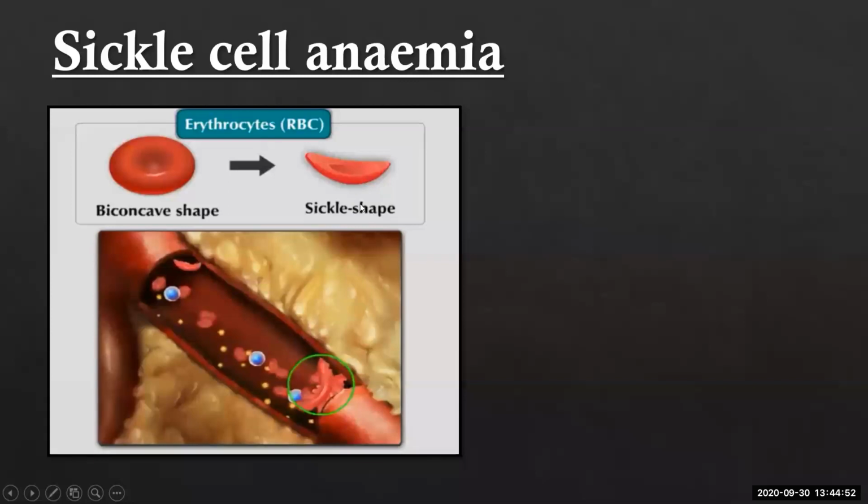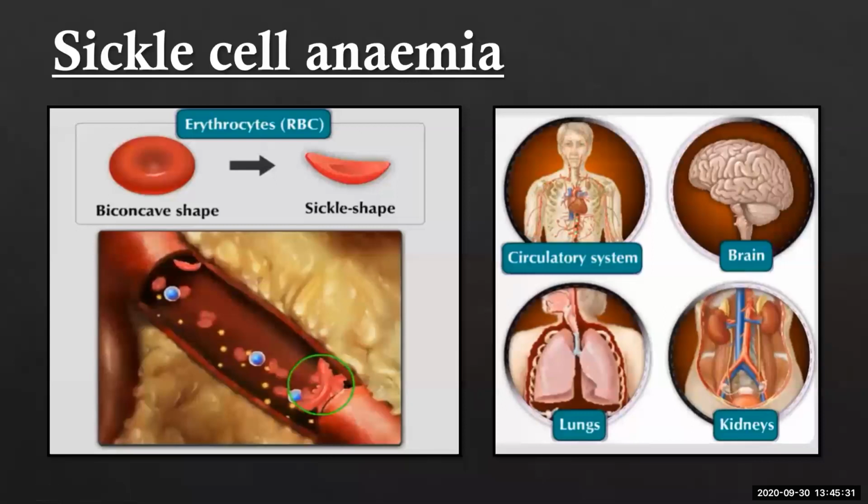Due to the sickle shape, during the blood flow there is congestion, and the blood vessels are obstructed because of the sickle-shaped cells in sickle cell anemia. You can see this in the picture. Because the blood vessels are obstructed, it will have an effect on the circulatory system, brain, lungs, and kidneys.